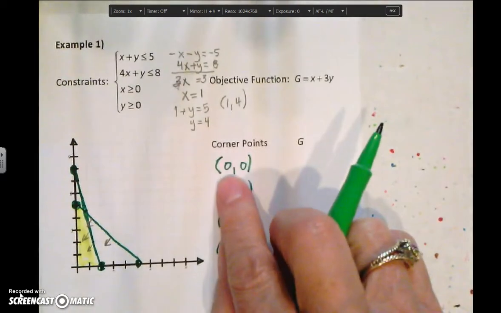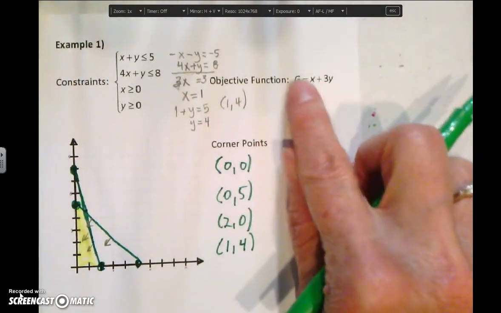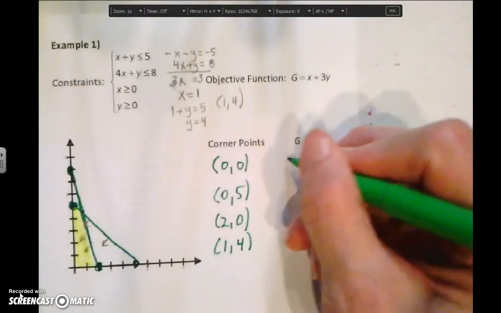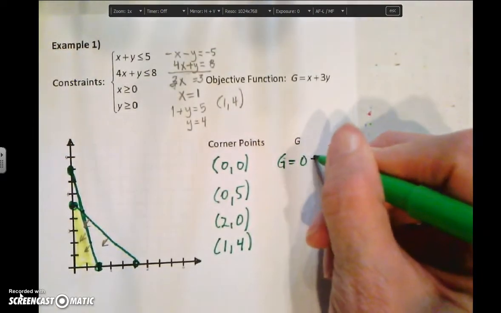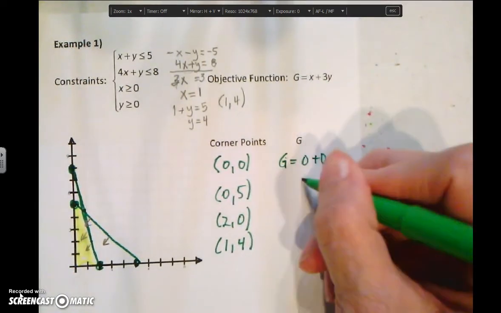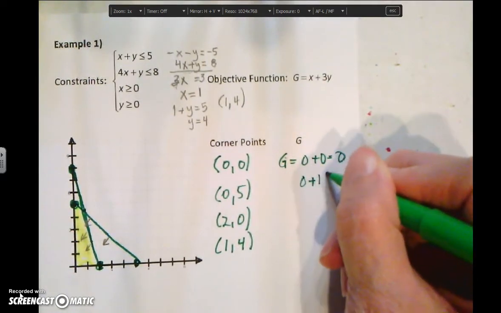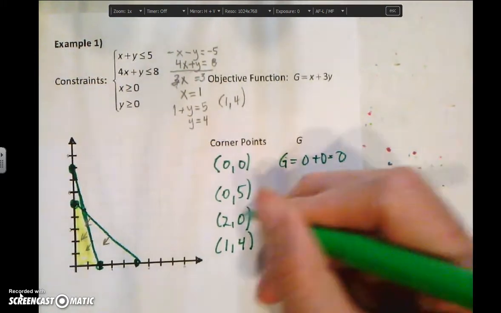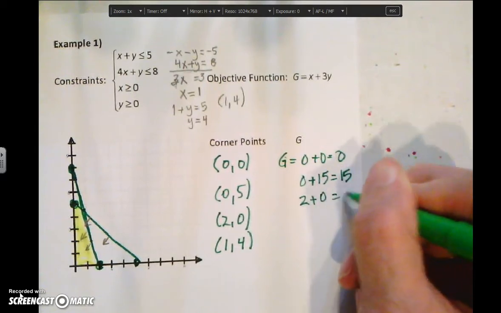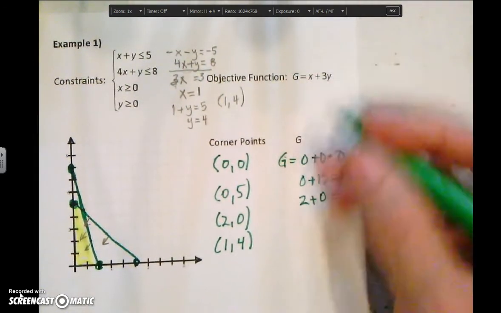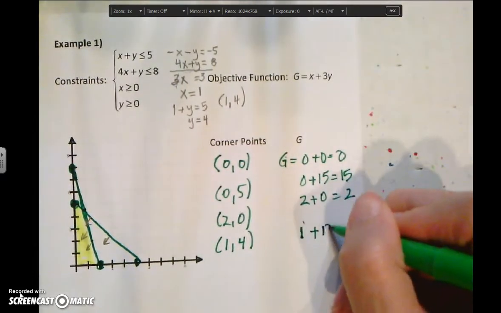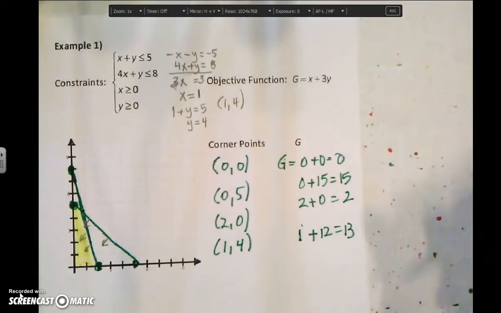Right, once we find our corner points, we're going to plug them into the objective function. So plugging in 0, 0, I get that g is equal to 0 plus 0, which is 0. If I put 0, 5 in, I get 0 plus 3 times 5, which is 15. If I put 2, 0 in, I get 2 plus 0, which is 2. And if I put 1, 4 in, I get 1 plus 3 times 4 is 12, which is 13.